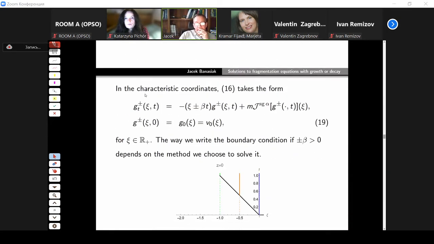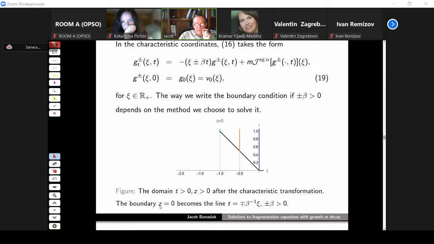But whatever you do, in the characteristic coordinates, we obtain an equation similar to the transformation to the classical pure fragmentation equation, but as I said earlier, with non-autonomous coefficients. Here we have time dependence. But the problem is now that in the characteristic coordinates, we obtain a boundary condition along this black line here. So we have to not only solve the integral differential equation of this type, but also make this solution subject to a boundary condition. So the original boundary at z equal to 0 becomes this line here.